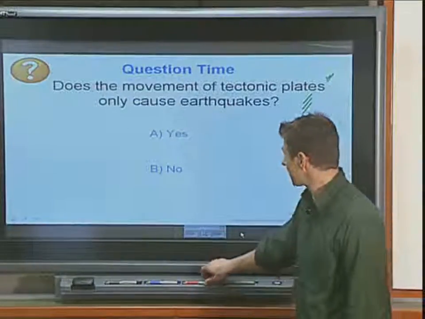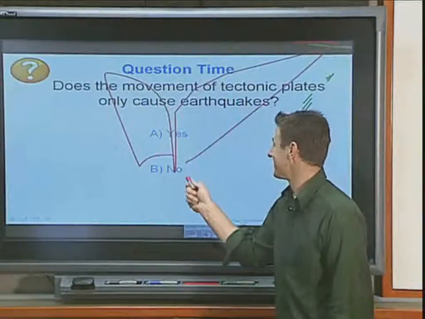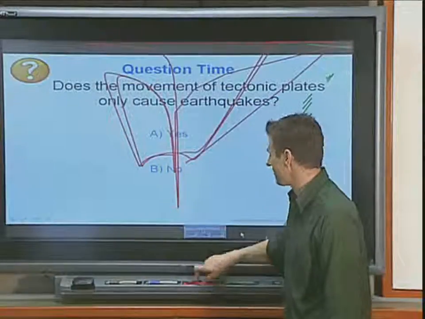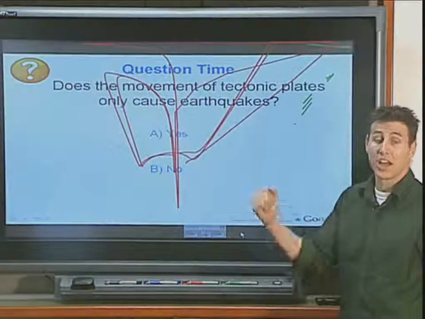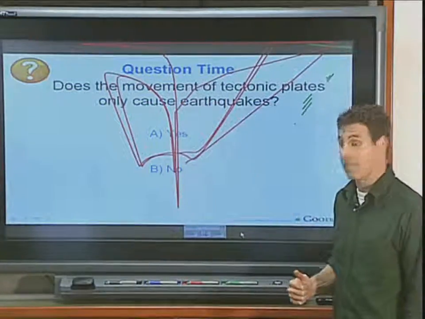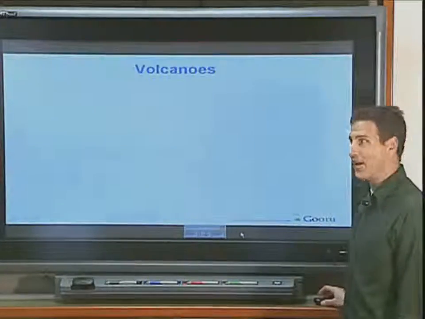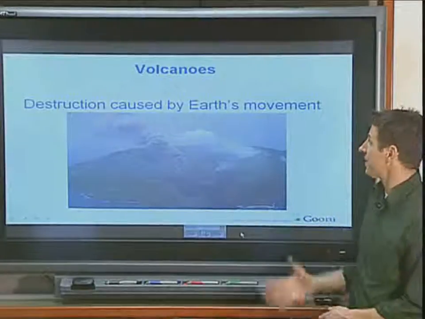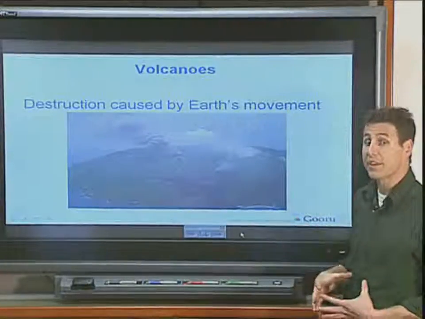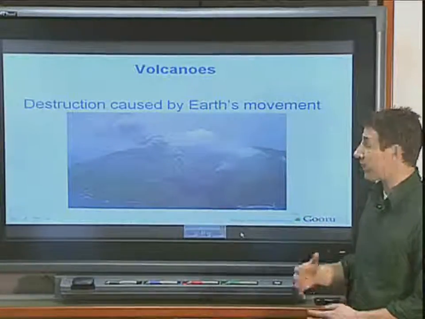All right, I heard an answer of no. Let's see if my marker's going to work here, and it won't. But you're absolutely correct. No, it does not just cause earthquakes. It causes other things, and we're going to talk about a few of those right now. It also causes volcanoes. This destruction of the movement of the living earth also causes these volcanoes.